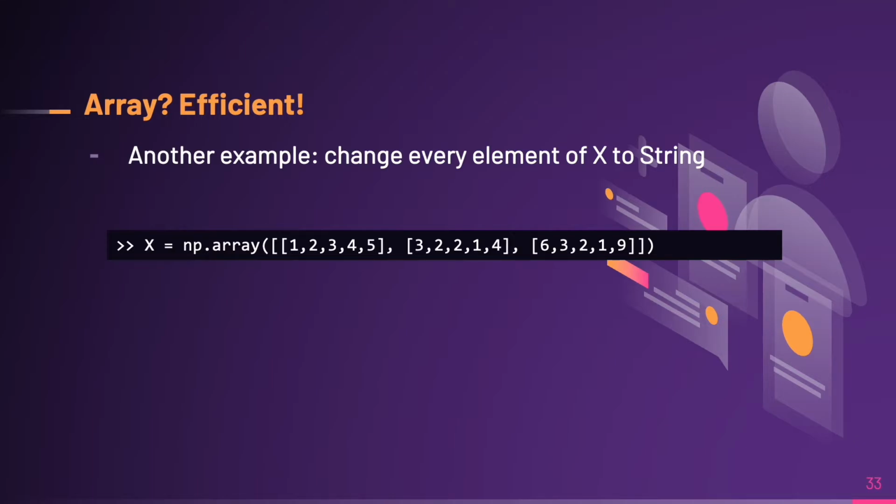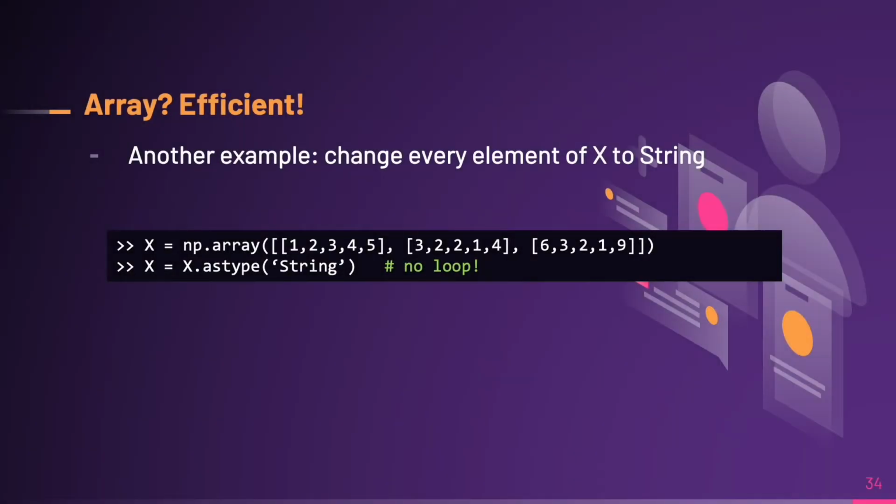Another interesting feature is that you can change the types of elements super fast. You simply put astype to ensure that every element is cast as a different type. This fast operation is called vectorization. Instead of processing each data individually, vectorization allows the computer to treat a group of data as one element.